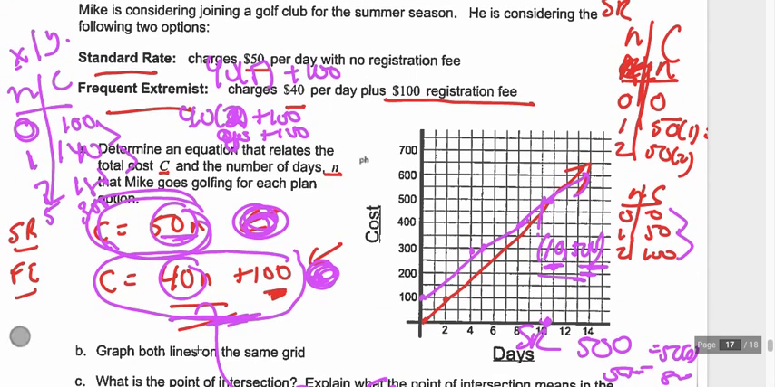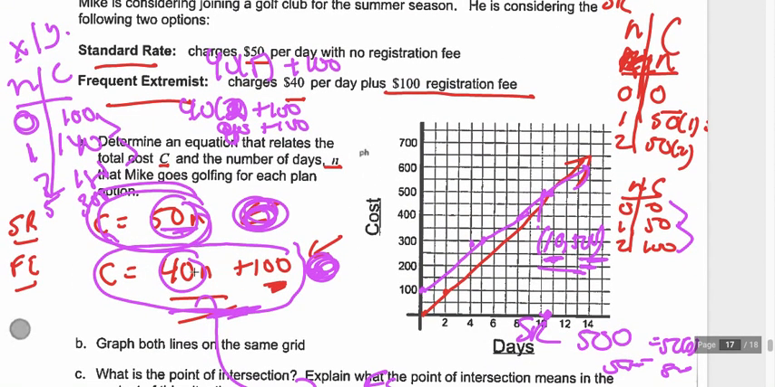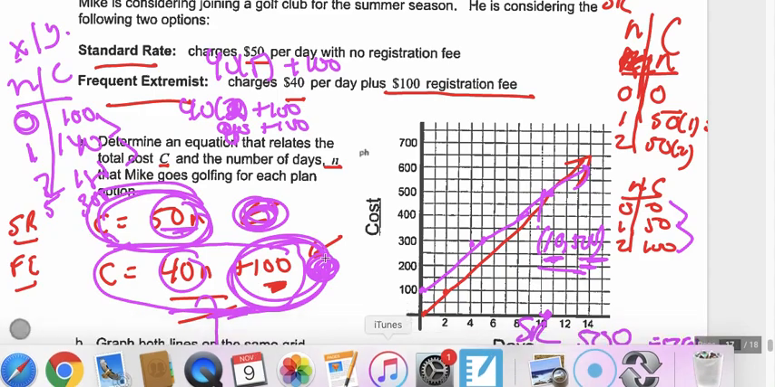That's it, right? And then, I'm just looking right here. I got a little distracted. What would you recommend to Mike? You would say, hey, Mike, are you going to golf a lot or not? If you're going to golf a lot, then you want to go with this guy, the Frequent Extremist. Okay, it gives it away kind of with the name. If you're not going to golf a lot, then you want to go with this one where you don't put down the $100 off the bat. Okay, so that's it. That's all she wrote.